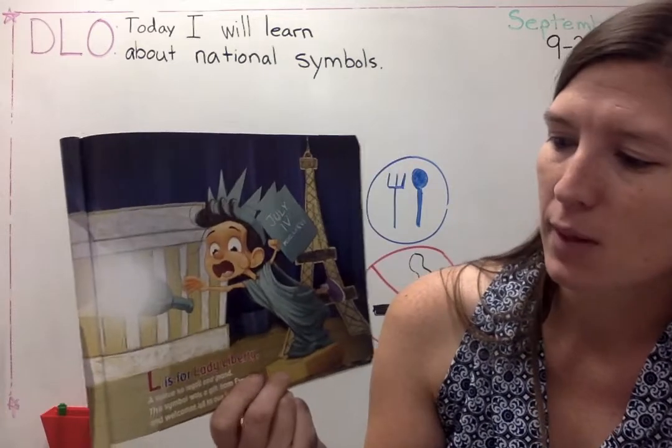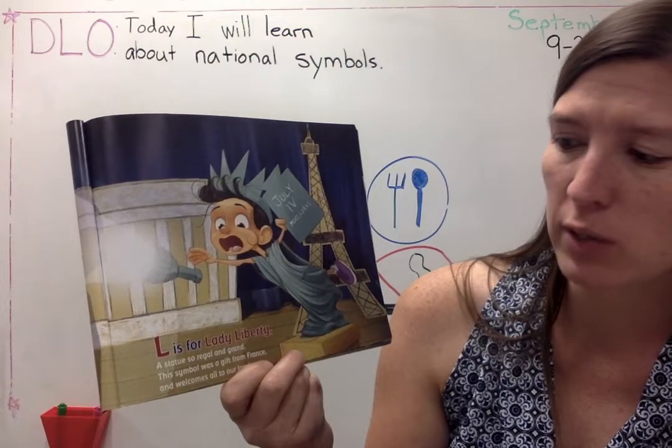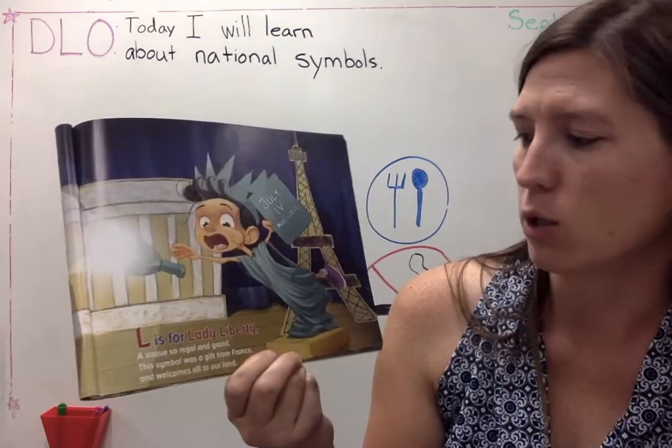L is for Lady Liberty, a statue so regal and grand. This symbol was a gift from France and welcomes all to our land.